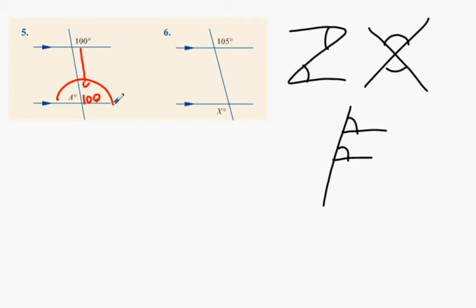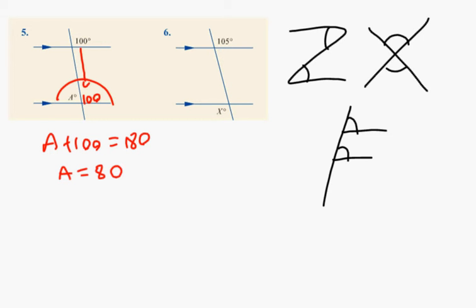And then A plus 100 has to equal 180. What's the reason for that? Straight angle, which is 180. So A equals 80. Anybody get 80? Yeah. Okay, next one up here.